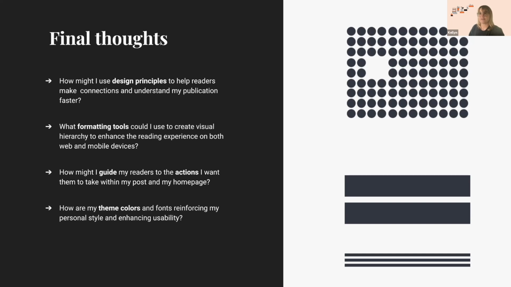how might I use proximity and similarity and contrast to create more visual hierarchy on my publication? And what formatting tools could I use to play around with my post layouts? How can I guide readers to take specific actions? And is my theme working for me? How can I increase readability or use visuals to complement my writing style?